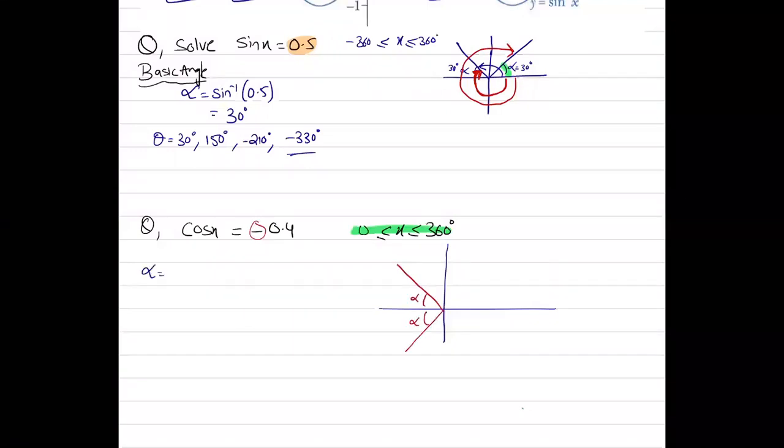For the basic angle, we always take cos inverse of positive 0.4. Make sure your calculator is in degree mode. It's 66.42. So that's one of the angles. So theta is going to be 180 minus 66.42, and 180 plus 66.42.